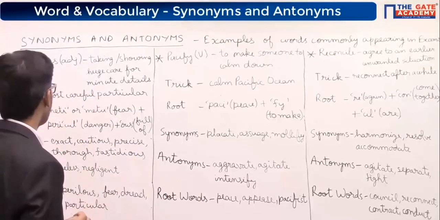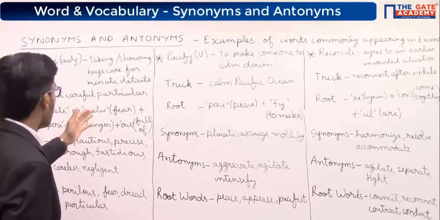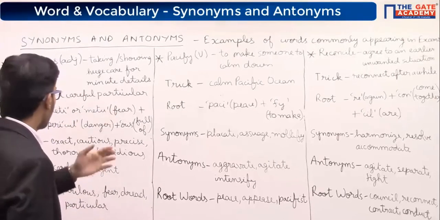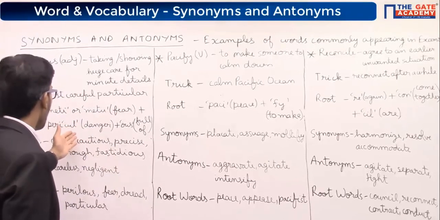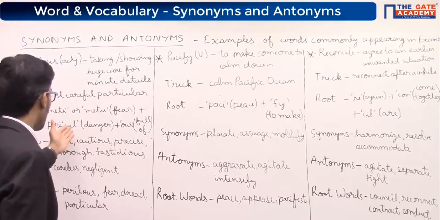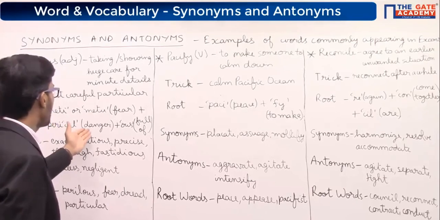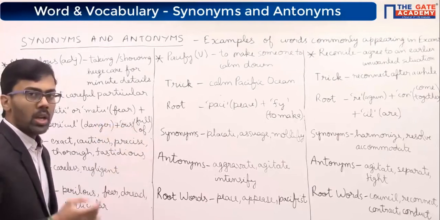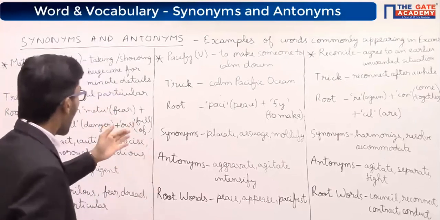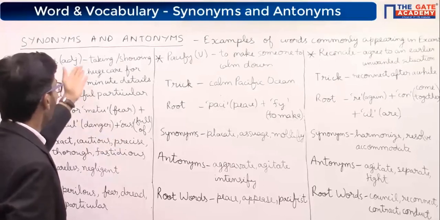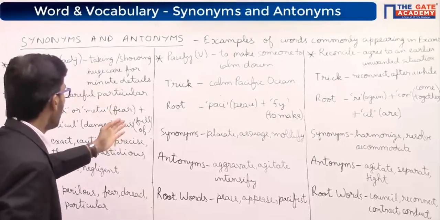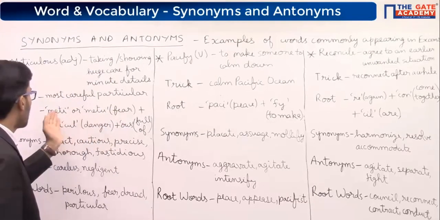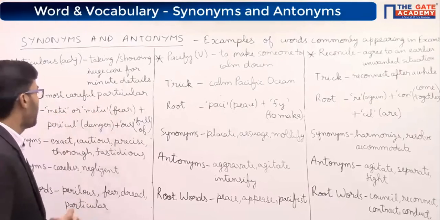The root of meticulous is meti or metu, which means fear, plus pericle, from which the word kul comes, which means danger, and then us, which means full of. Now you must be wondering, why does the word meticulous, with this kind of meaning, have its root as meti or metu, which means fear?